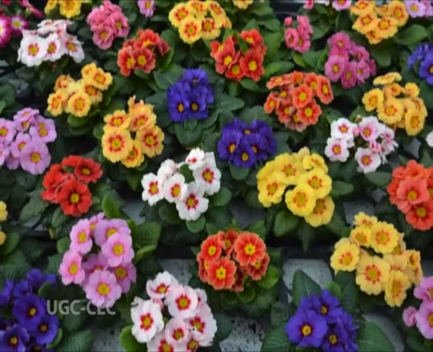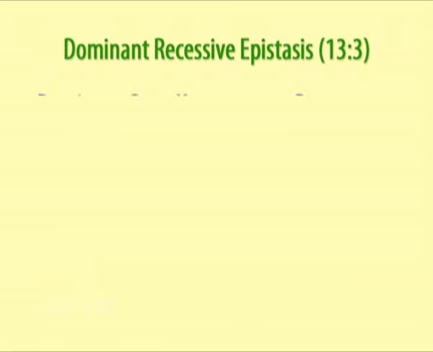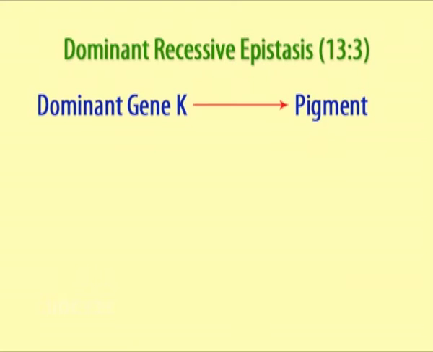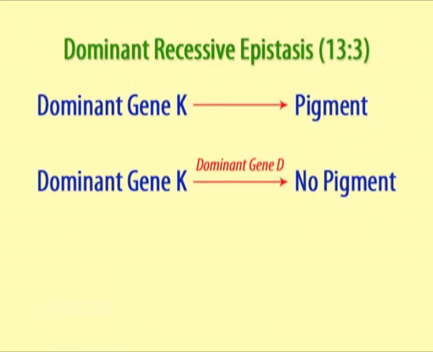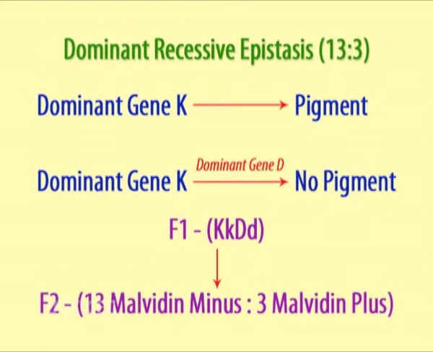Suppression of one gene by another gene can be demonstrated by production of malvidin chemical in the plant genus Primula. Dominant gene K is responsible for pigment production. However, action of dominant K gene may be suppressed by non-allelic dominant gene D. When F1 dihybrid progenies, capital K small k, capital D small d, were crossed, they produced 13 malvidin minus to 3 malvidin plus individuals in the F2 generation.